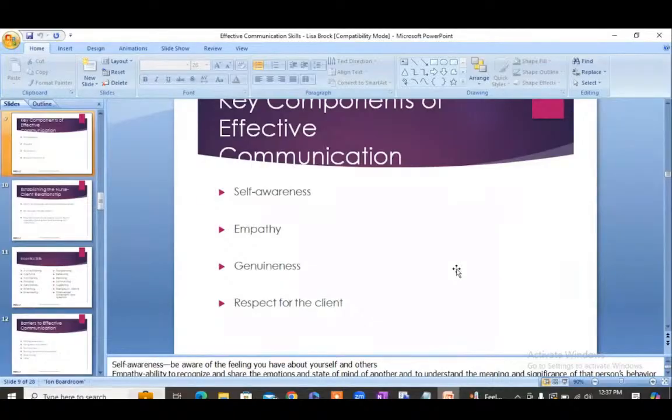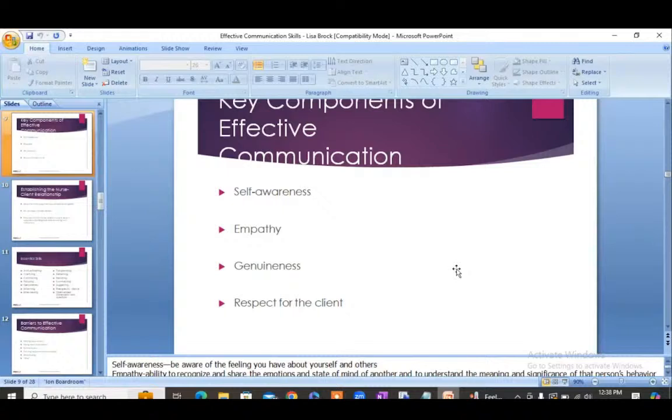genuineness, right? How about this genuineness? Genuineness or authenticity means being honest and true to yourself in your interactions with others. It involves expressing your true feelings and thoughts openly and sincerely, without pretense or deceit. Genuineness builds trust and fosters meaningful connections in relationships. Got it?